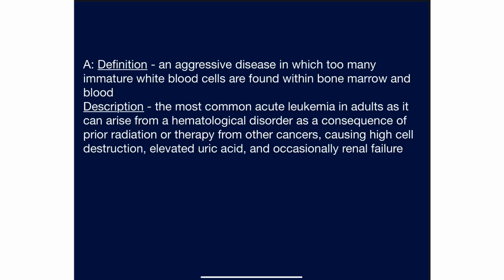To describe it, it's the most common acute leukemia in adults, as it can arise from hematological disorders as consequence of prior radiation therapy from other cancers, causing high cell destruction, elevated uric acid, and occasionally renal failure.